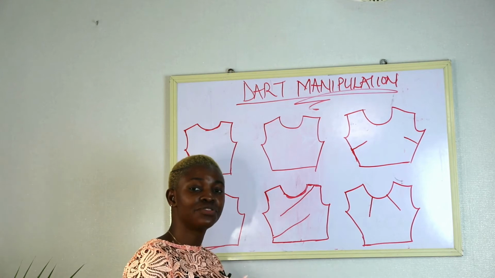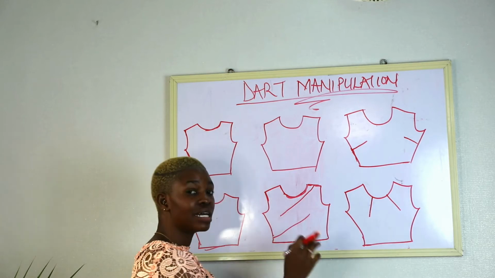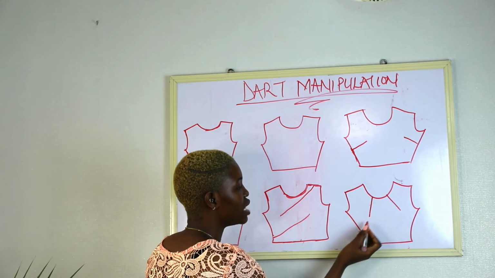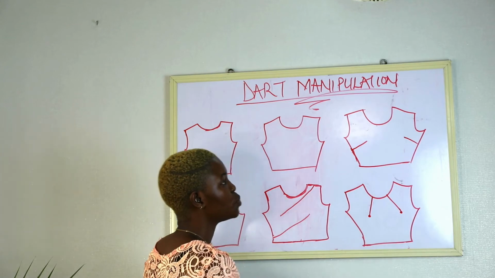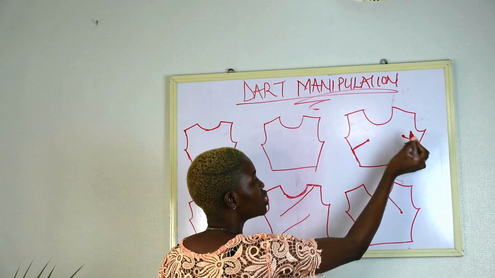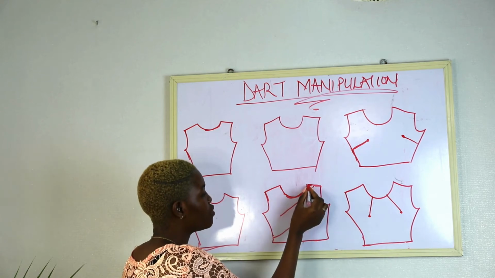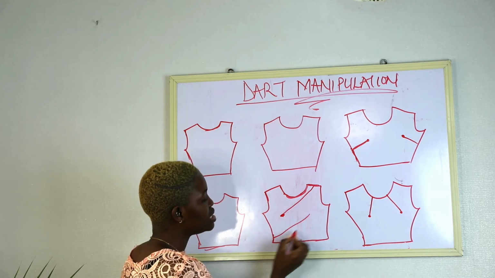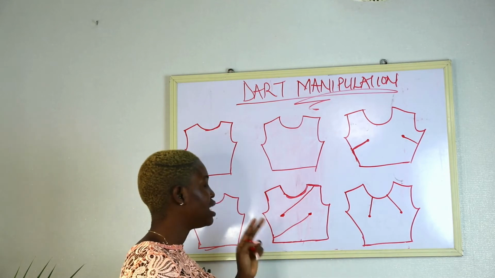One thing you always have to consider when you are changing your dart position is that each dart must hit one bust point. You can see on this mid-neck dart, I made it to hit one bust point here, and the second one is hitting the other bust point. Also, this one is hitting one bust point here, and the other side is also hitting another bust point. The same thing I did here. The one coming from the mid shoulder is hitting one bust point here, and then the one coming from the side seam is also hitting the bust point. So every dart must hit the bust point.